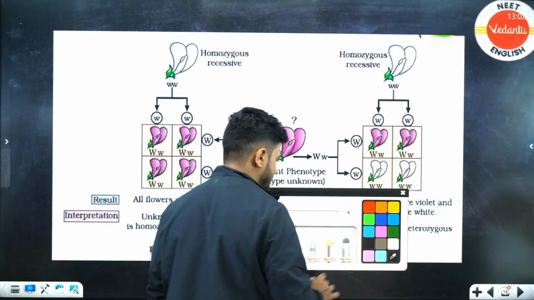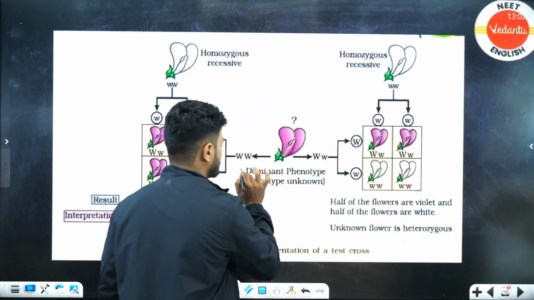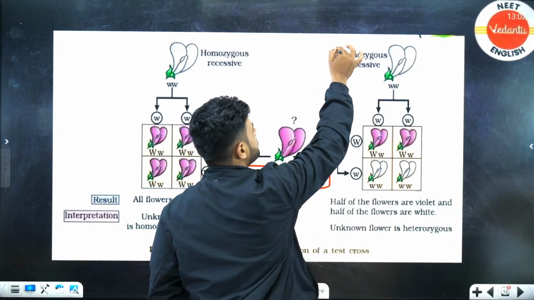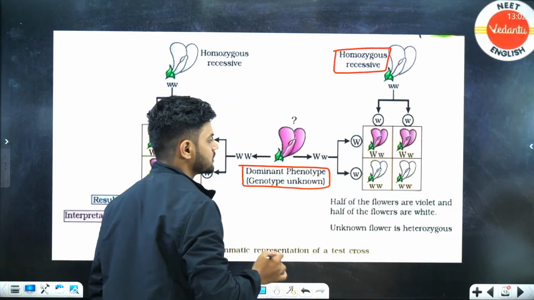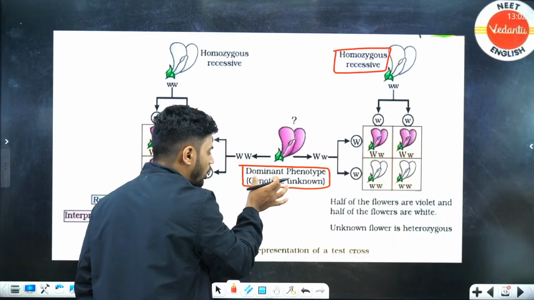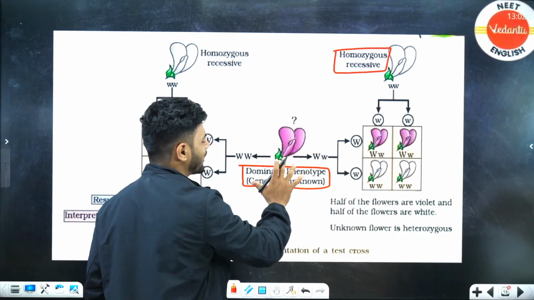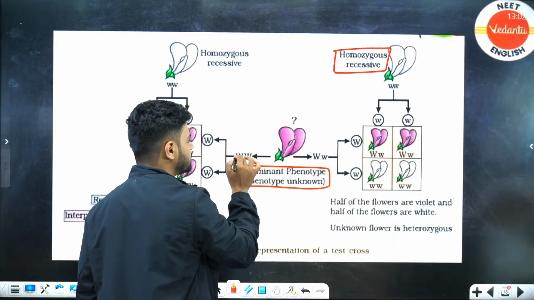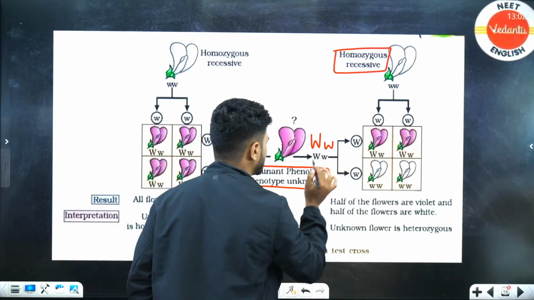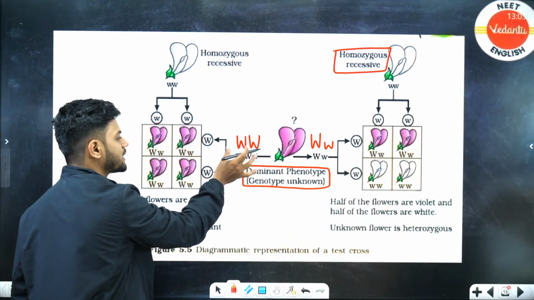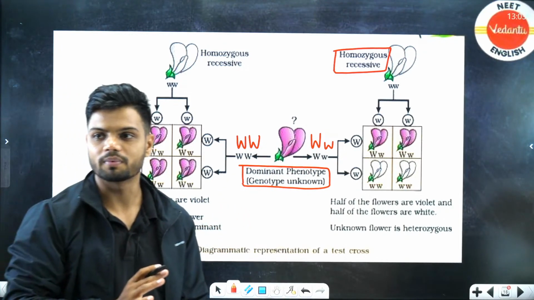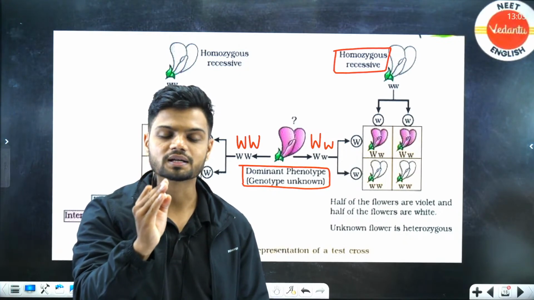Now, students, what is the test cross? A test cross is basically a cross between your dominant phenotype and recessive parents. Now listen to me very carefully. Here the dominant phenotype is given. It is a violet color flower. This violet color flower can be capital W capital W, or capital W small w. That is, this violet flower can be homozygous dominant or it can be heterozygous dominant.